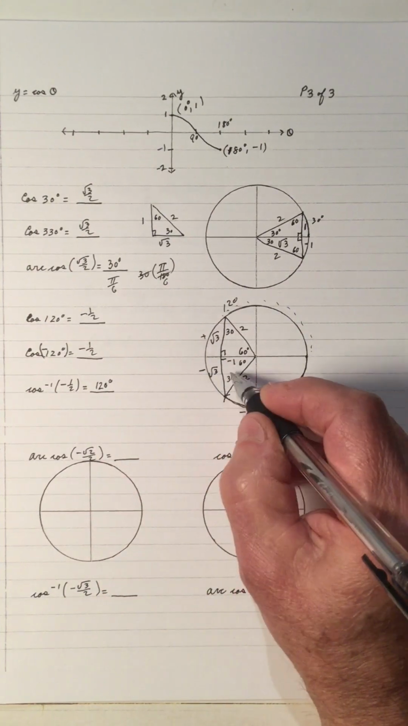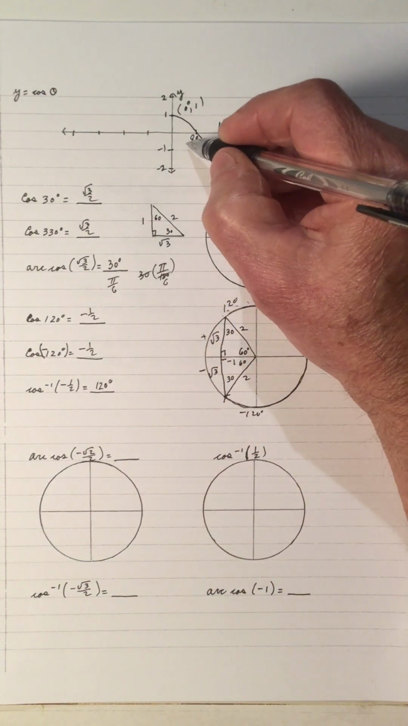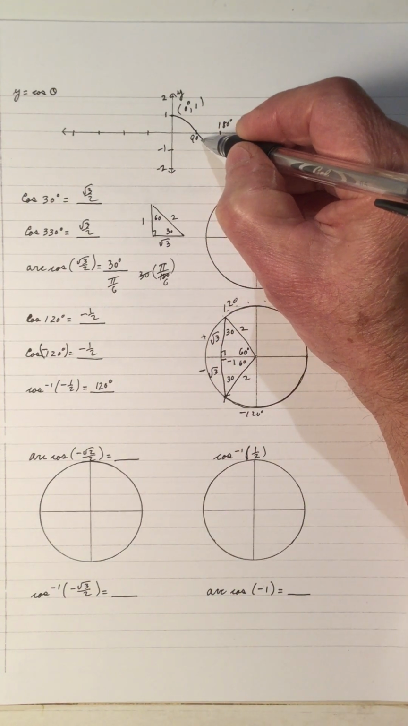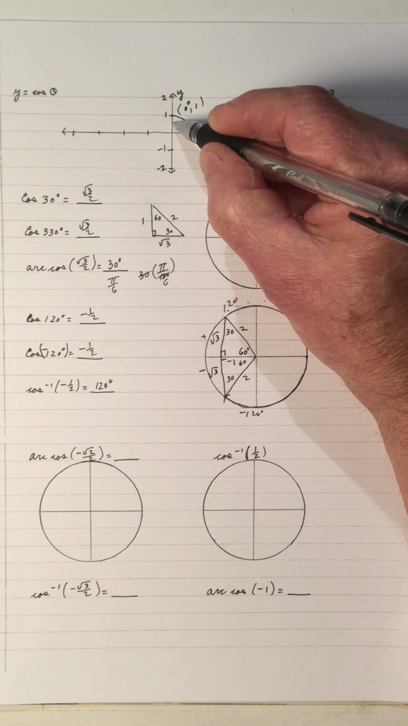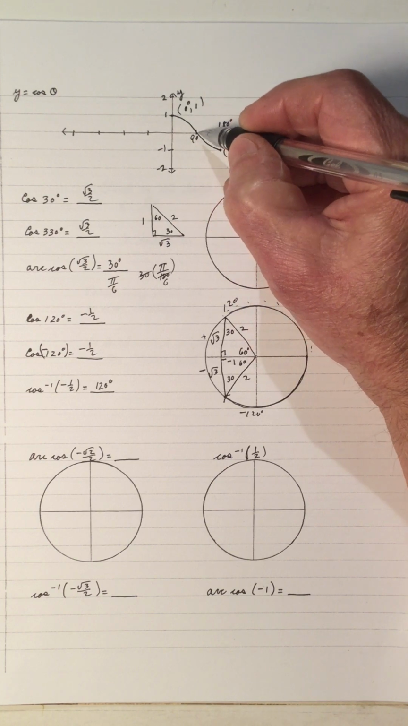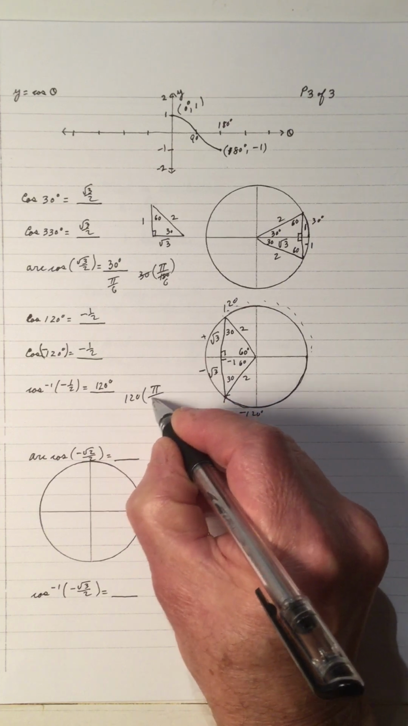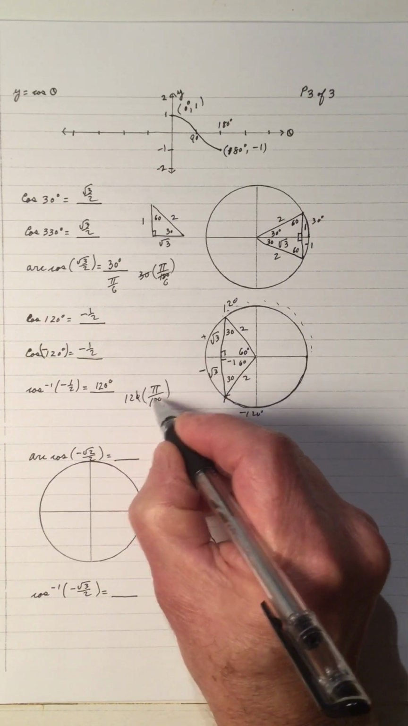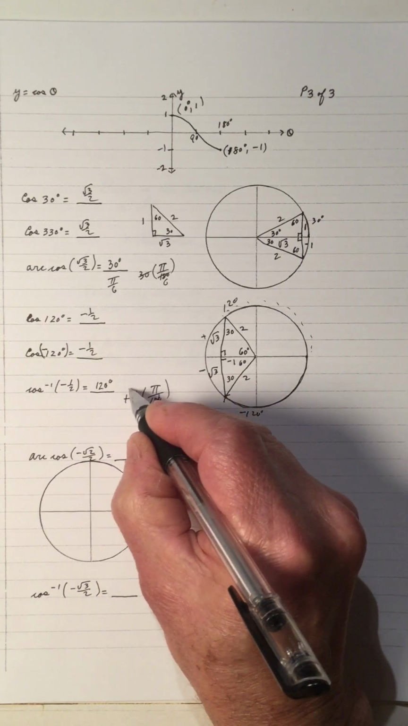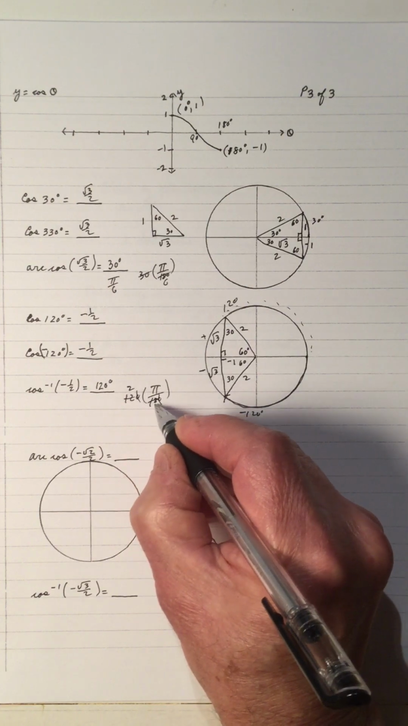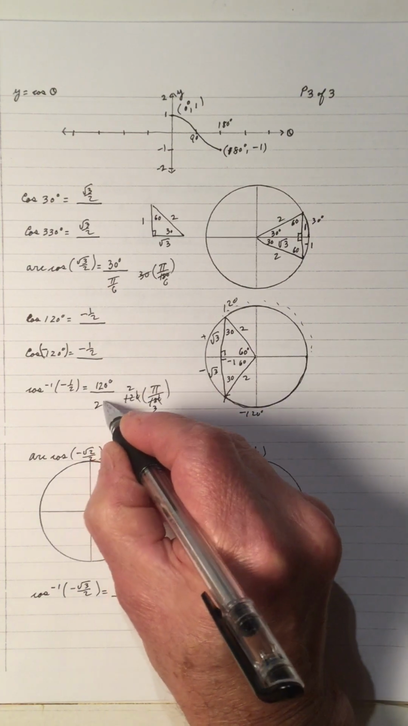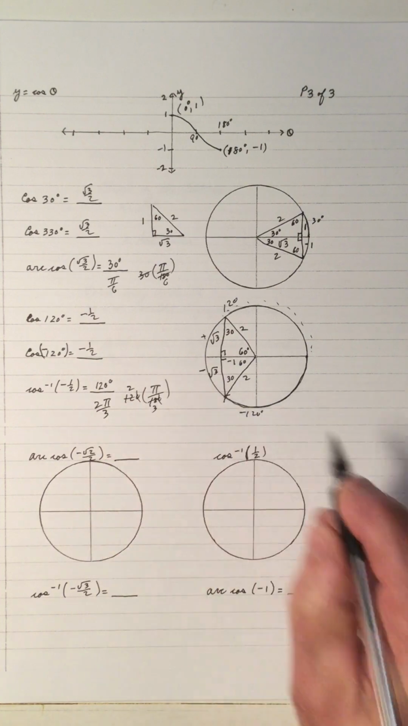It can't be this one. If it's negative, it has to be between 90 and 180. If it's positive, it has to be between 0 and 90. And 120 multiplied by pi over 180, the zeros cancel. 6 into 12 goes 2, 6 into 18 goes 3, so you get 2 pi over 3 in terms of radians.